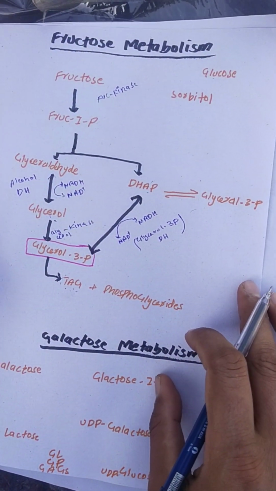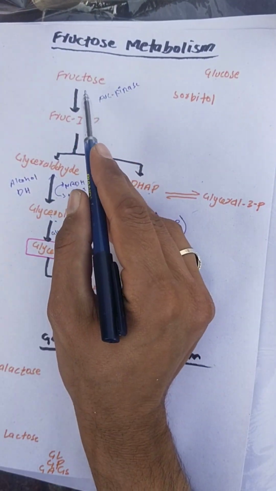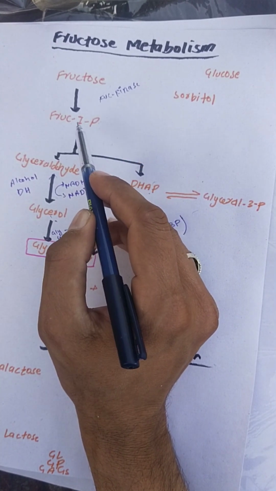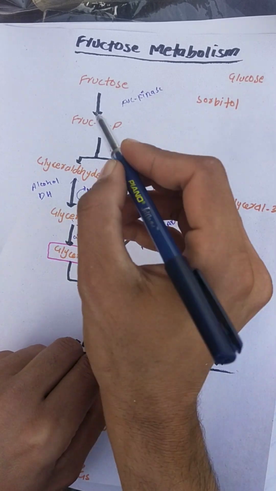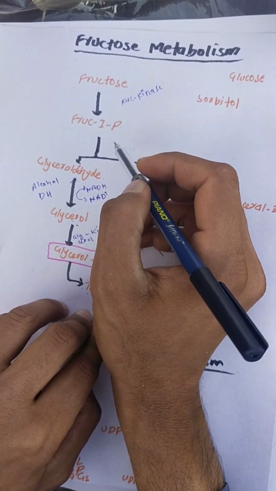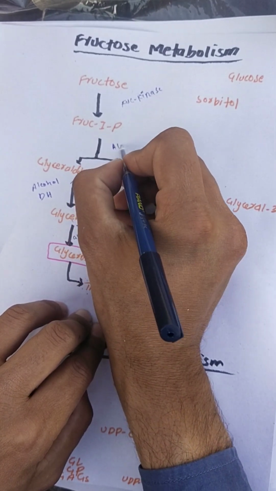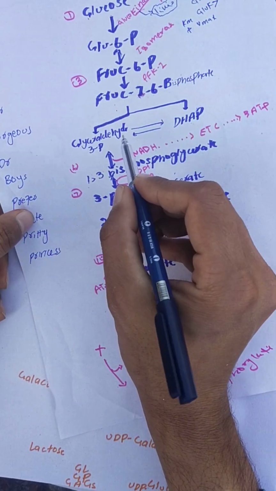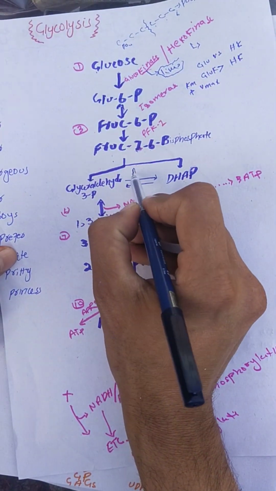But one more thing: this enzyme, which converts fructose into fructose 1 phosphate, is fructokinase. And fructose 1 phosphate is converted into this product with the help of the enzyme called aldolase. You see, aldolase. In glycolysis, with fructose 1,6 bisphosphate, we also have aldolase.